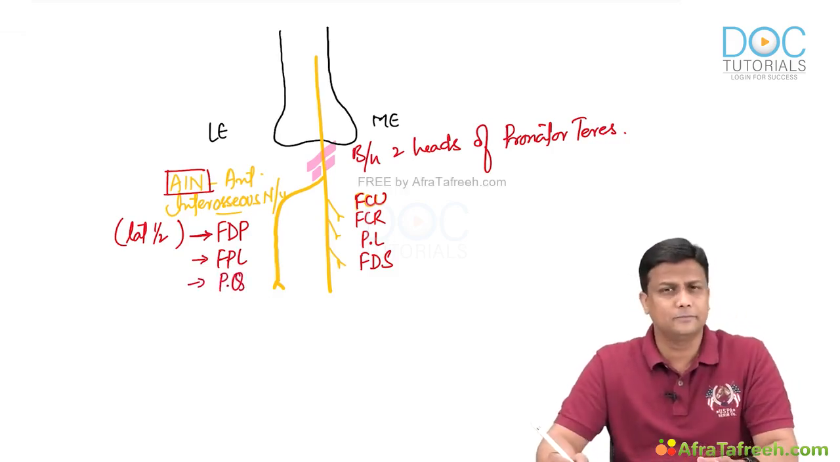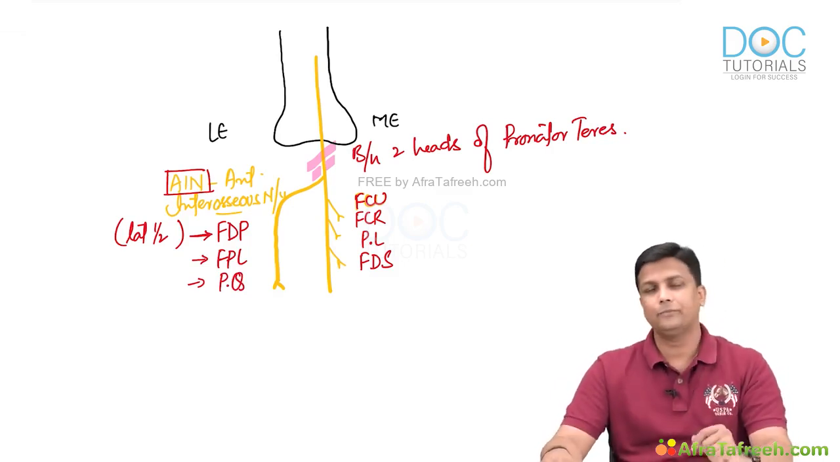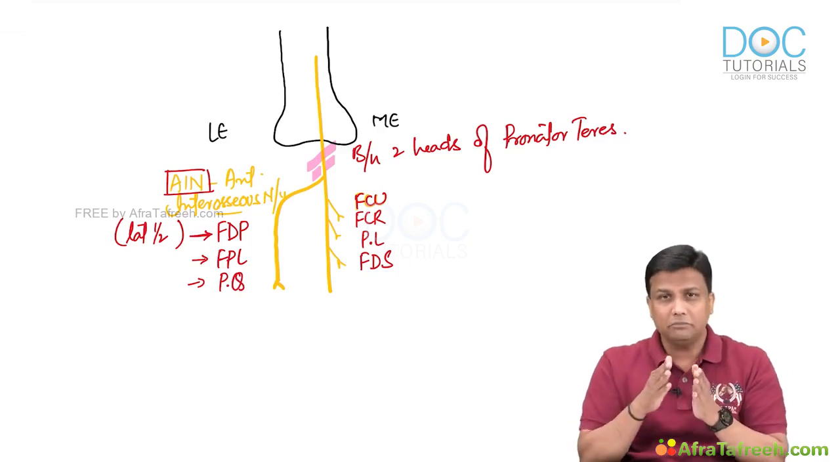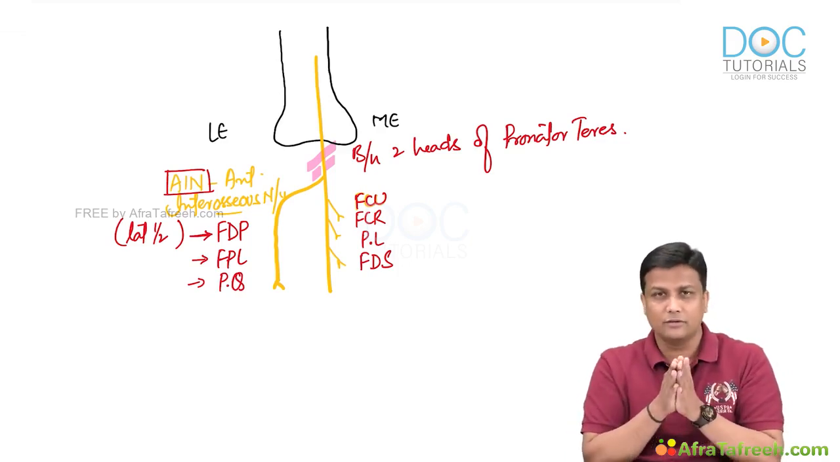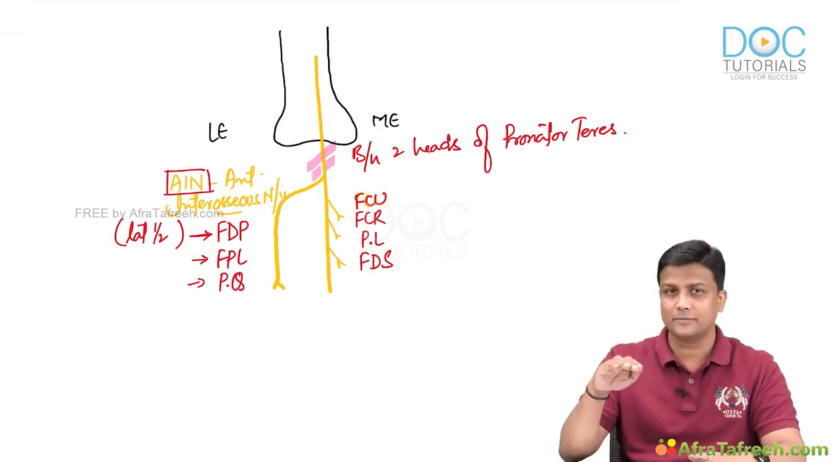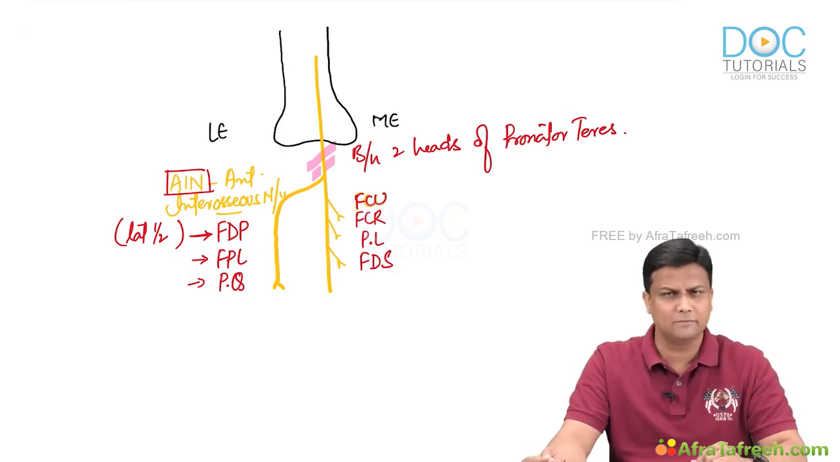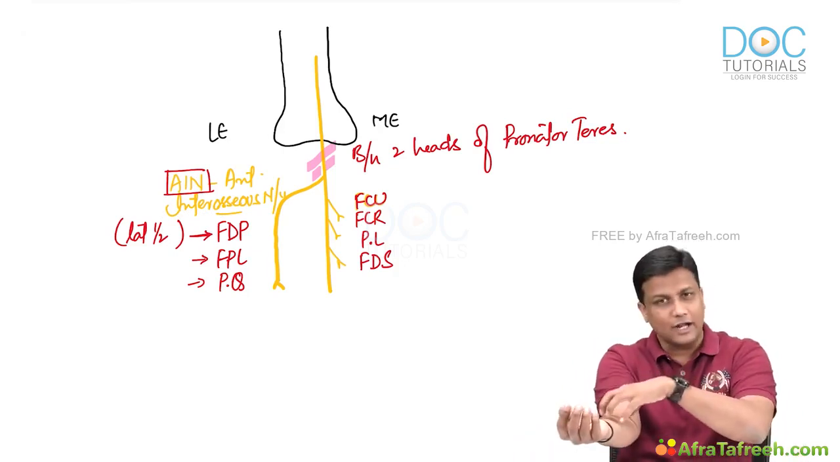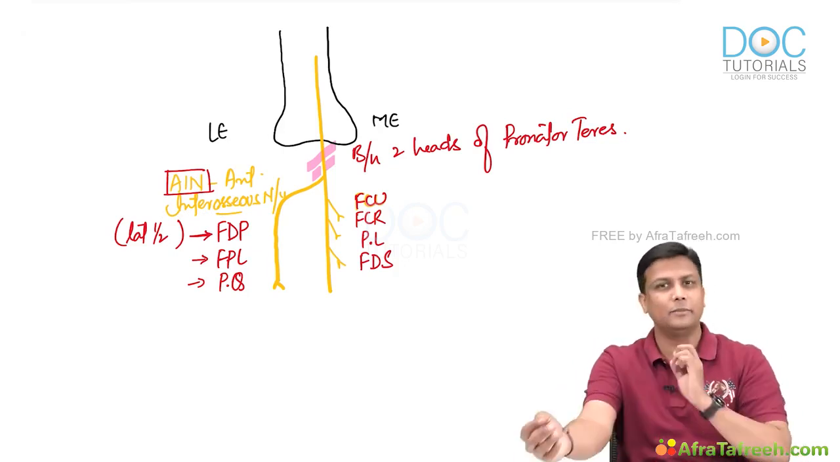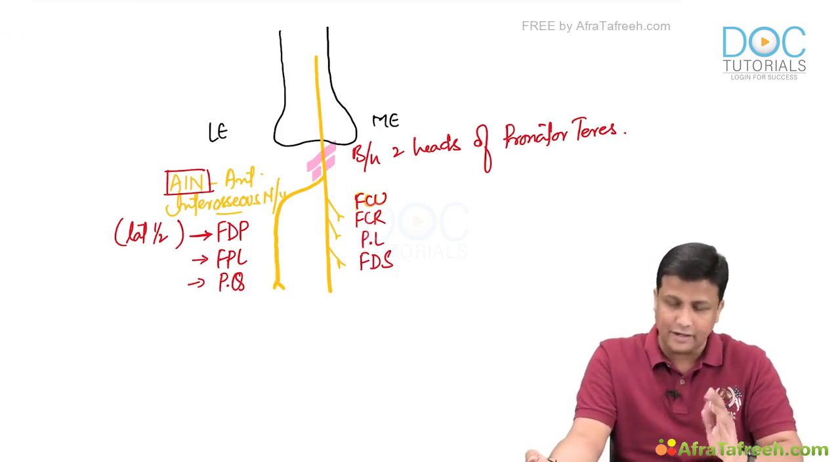So in short, what I am trying to teach you here is to keep in mind that the main trunk of the median nerve which is moving forward is the one which is taking care of the superficial layer of the muscles, whereas the anterior interosseous nerve will be taking care of the deeper layer of the muscles. It makes sense. So in the anterior compartment of the forearm, the superficial layer is supplied by the main median nerve, and the deeper layer is supplied by the anterior interosseous nerve, the branch of that one.